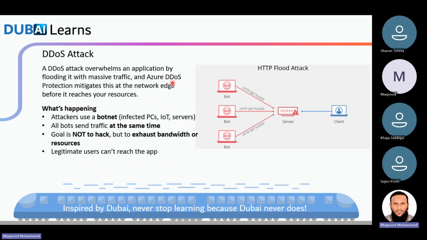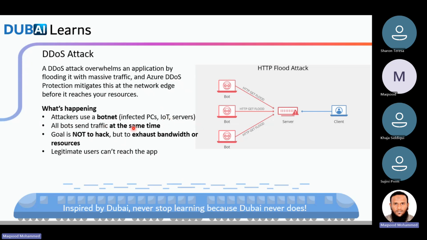Azure DDoS protection, we have a DDoS protection. We'll look at what it does. Attackers use a botnet. That means it can be an infected PC, IoT, or servers. IoT is what? Internet of Things. Now every home appliance is coming with intelligence, right? Through which it can connect to the internet and you can manage those devices. So these home appliances can also be compromised. A malware can infect those devices, and those can also act as bots for the hacker, right?